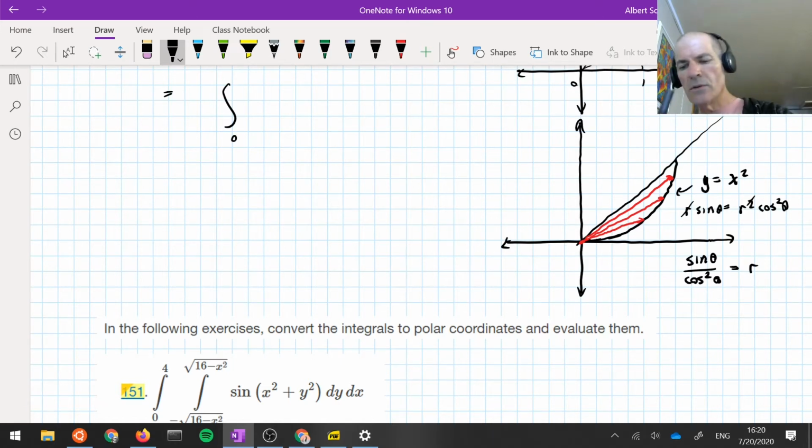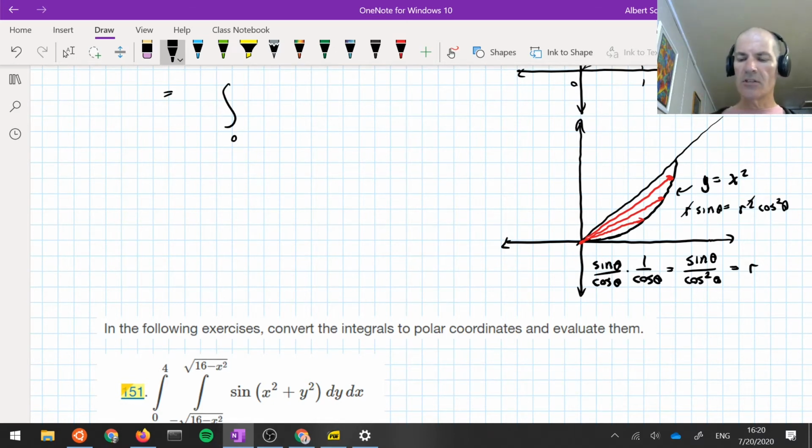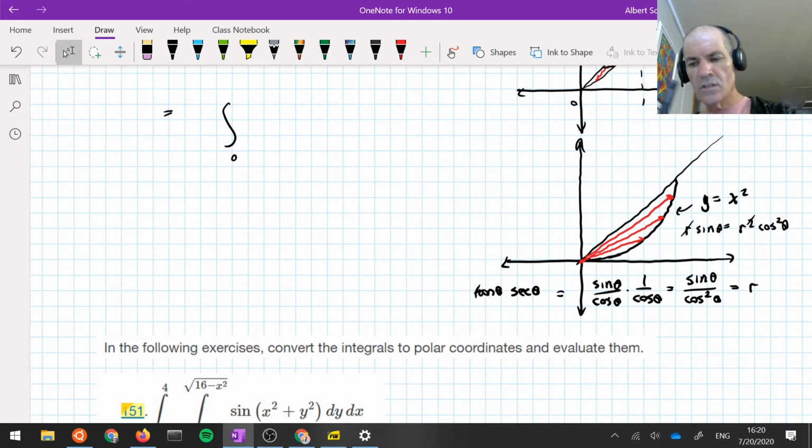Now, if you rewrite this strategically, this is sine theta over cosine theta times 1 over cosine theta, right? Just rearranging the factors in the numerator and the denominator. Sine theta over cosine theta is really tangent theta, and 1 over cosine theta is really secant theta. So in the end, we've written this curve as a function r of theta. r is equal to the tangent of theta times the secant of theta.